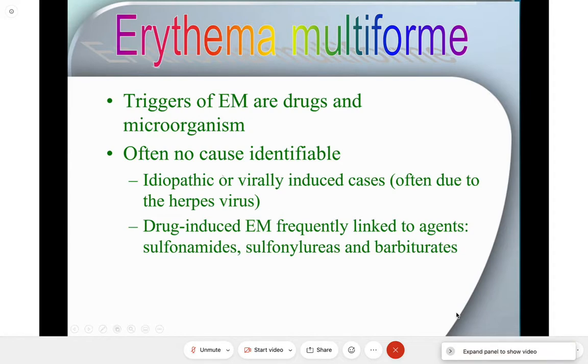Some erythema multiforme may be idiopathic. It means that we cannot identify the cause.